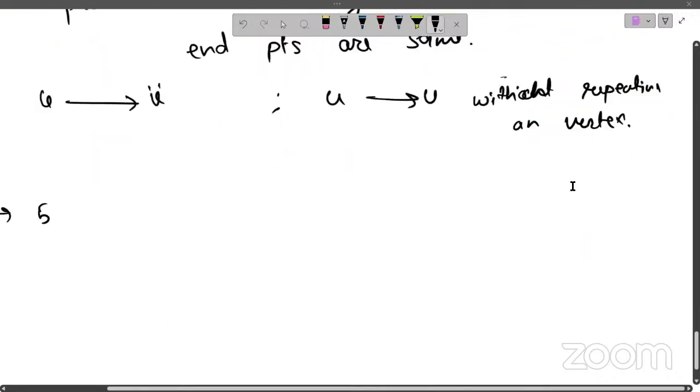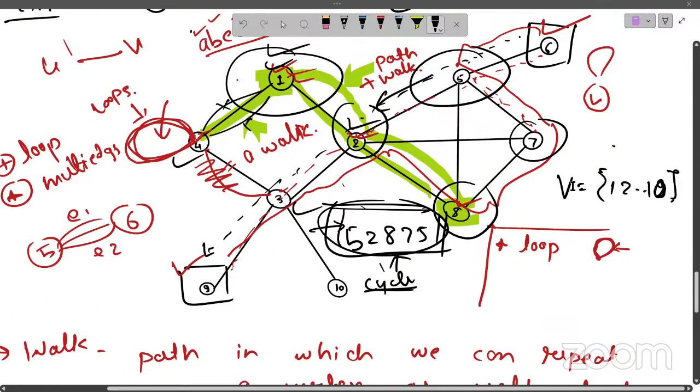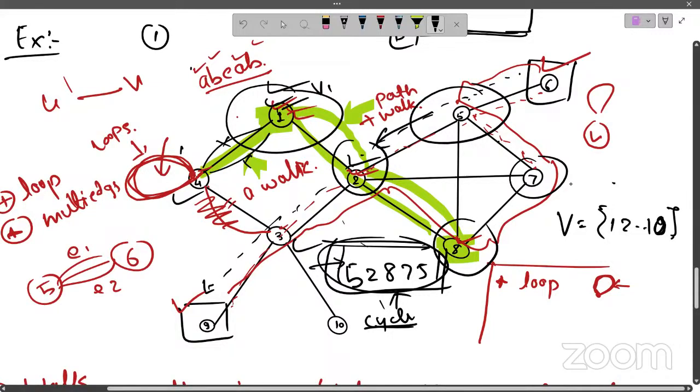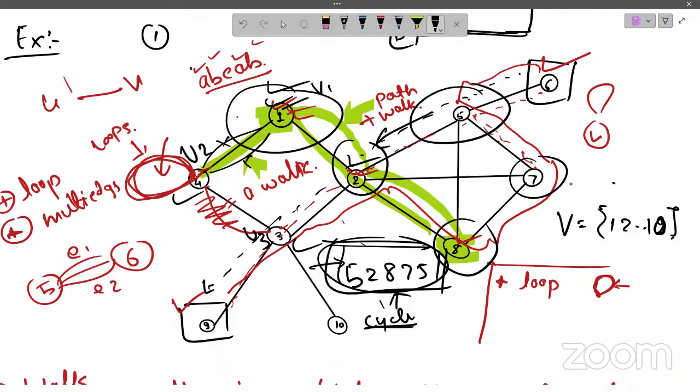Ma'am, but then this is looking like a number. Yeah, it looks like a number, 5, 8, 7, 5, because I am denoting my vertices using 1, 2, 3, 4. If I denote them as v1, v2, v3, now it won't look like a number, right? It will look like v1, v5, v2, v8, v7, v5. Suppose I denote my vertices by the names of cities, like Delhi, Hyderabad, Chennai, Bangalore. Then your cycle will be written in that way itself, right?